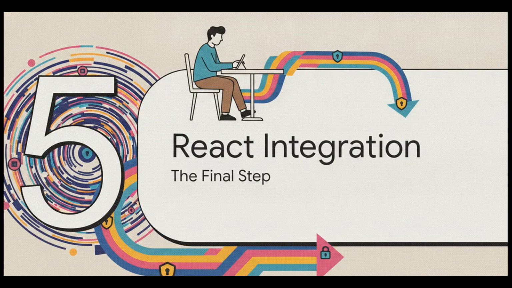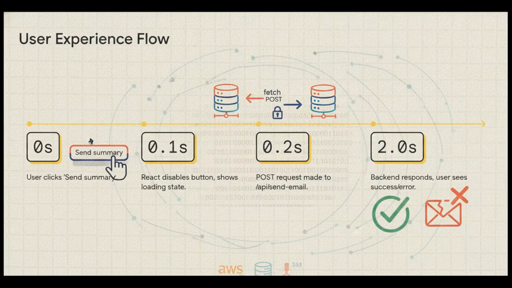And finally, section 5, the final integration with React. Let's close the loop here and look back at our customers sitting at their table. We need to integrate this hyper-secure endpoint back into our React front end to give them a seamless experience. We can walk right through this timeline. The user finishes their task, right? They click Send Summary. Instantly, React takes full control of the UI state. It disables the button and pops up a loading indicator.